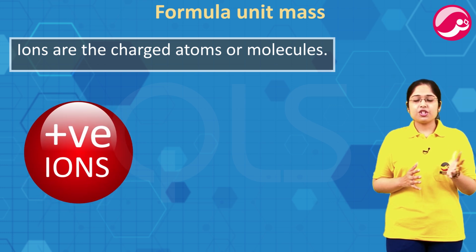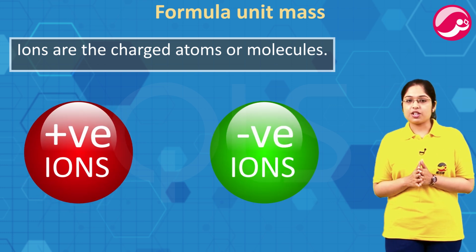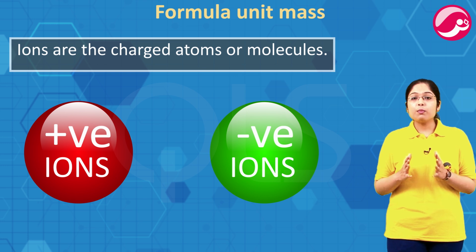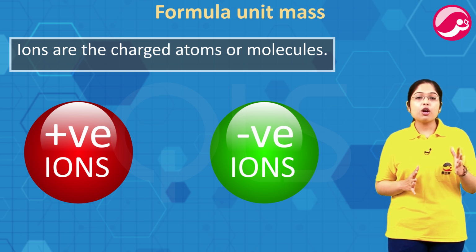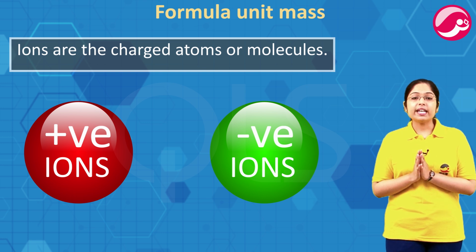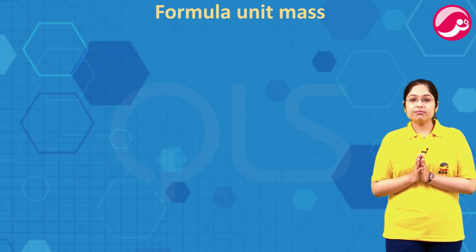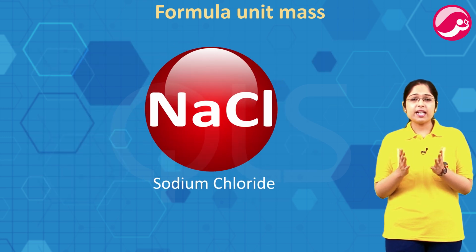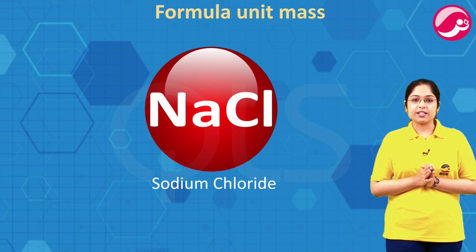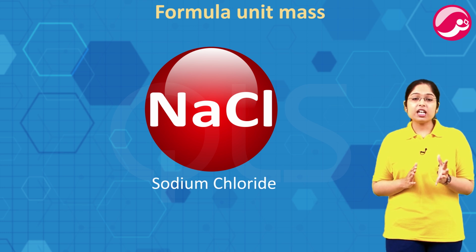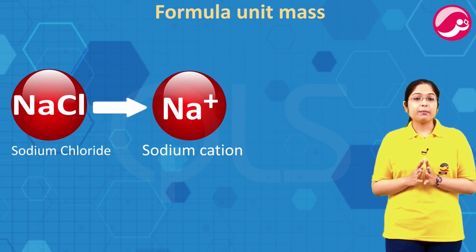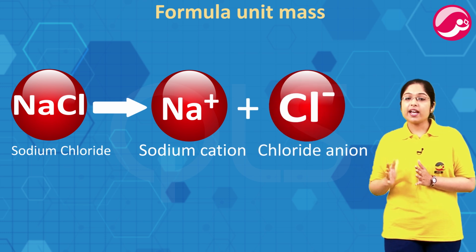कुछ ions positively charged होते हैं, तो कुछ negatively charged होते हैं. So, the formula unit mass is the sum of the atomic masses of all the atoms in a formula unit of an ionic compound. Ionic compounds कौन से होते हैं? Like NaCl. हम NaCl, sodium chloride का ही example ले लेते हैं. NaCl is an ionic compound made up of sodium cation and chloride anion.